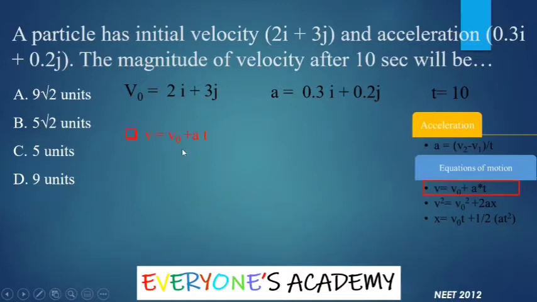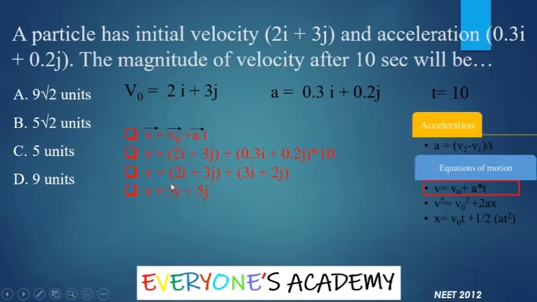So we will use this equation, in its vector form. It is vector v equal to vector v0 plus vector a t. By putting the known values, we can write v0 is 2i plus 3j plus 0.3i plus 0.2j multiplied by 10. If you solve this, it will become 3i plus 5j. This 3i and 2i will become 5i, plus this 3j and 2j will become again 5j. So velocity equal to 5i plus 5j is the total velocity vector after 10 seconds.